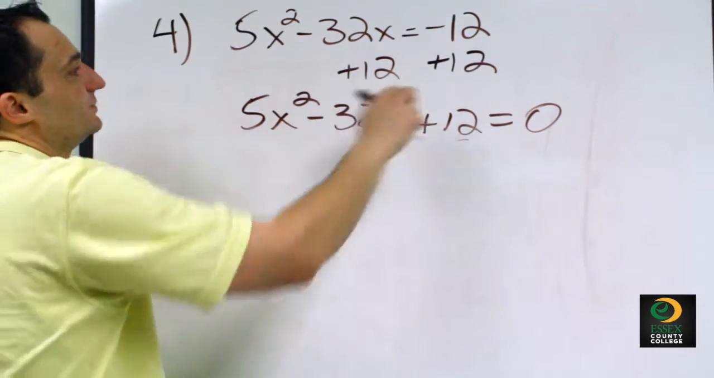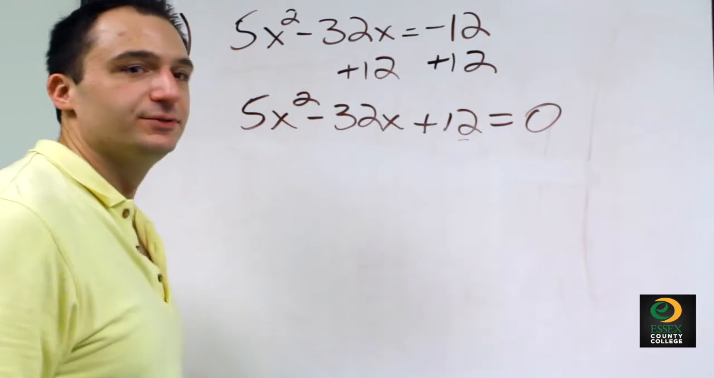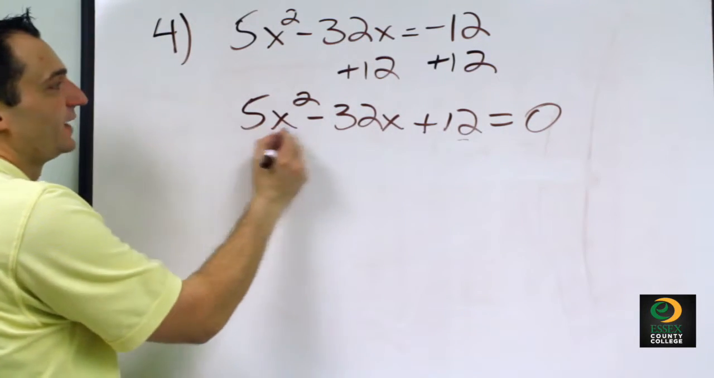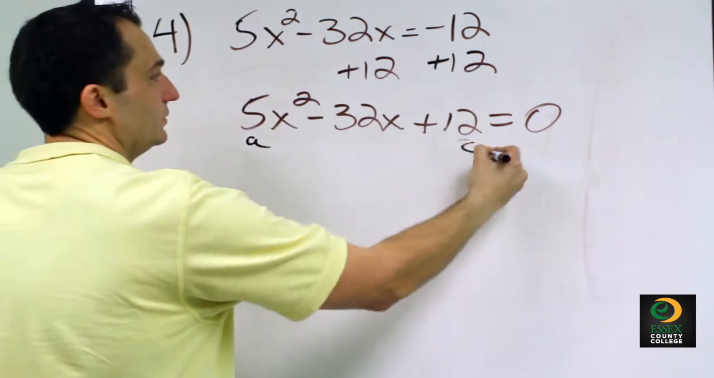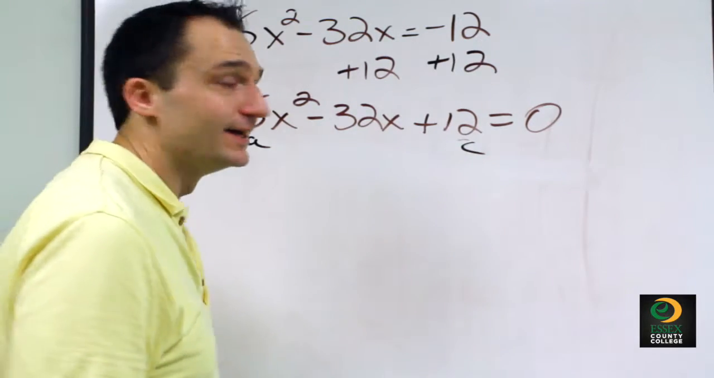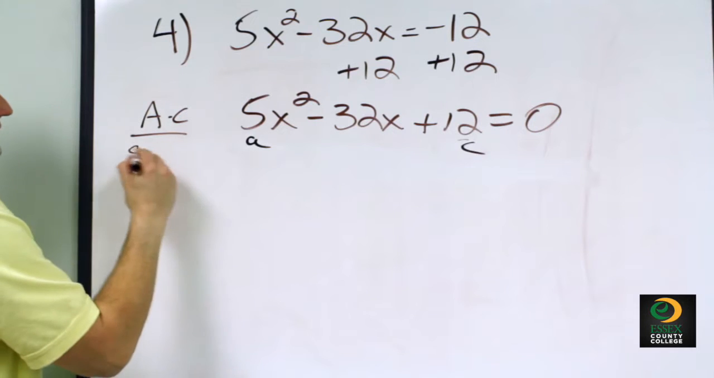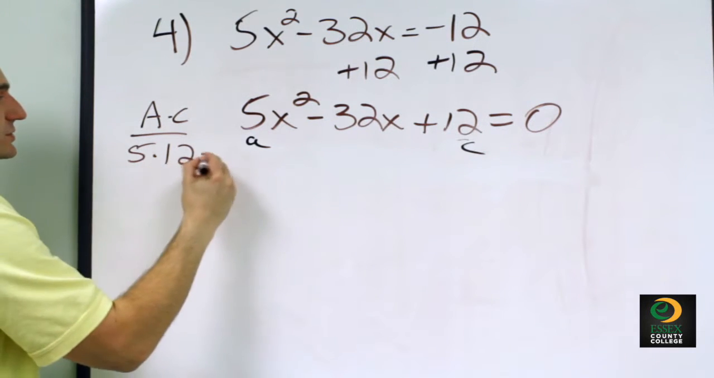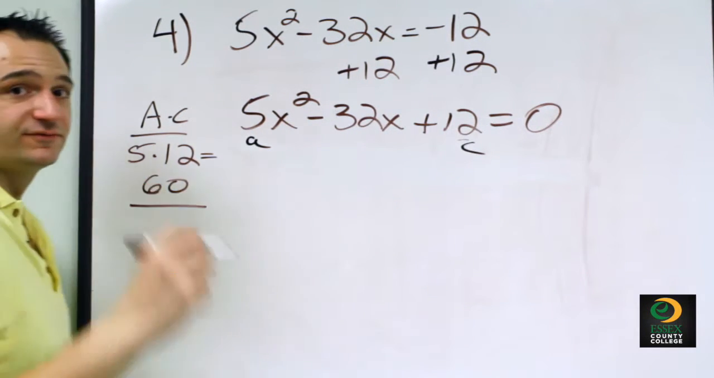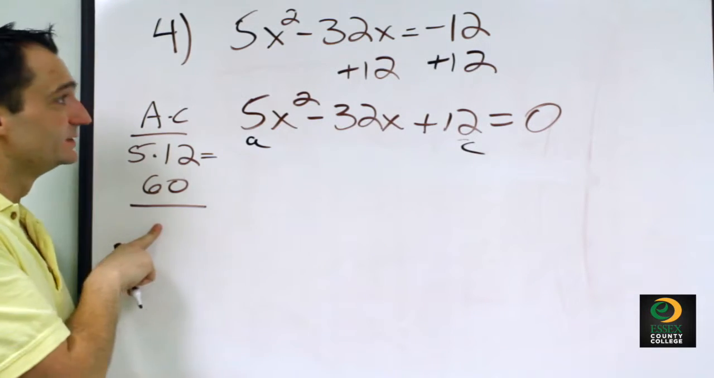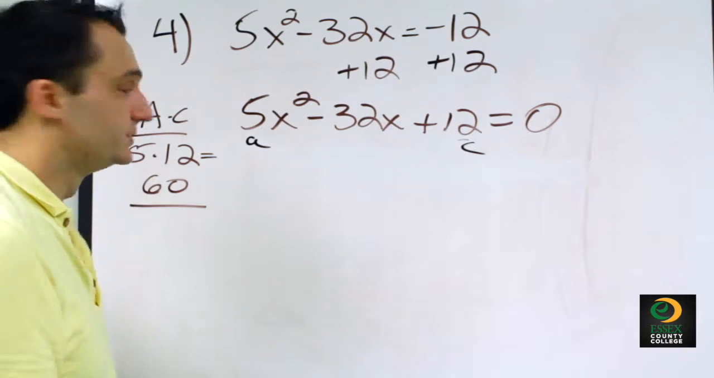Alright, so when we add 12 to both sides, this is our new equation. We're going to use the AC method since there's a 5 in front of the x squared, where 5 and 12 are the A and C. So A times C would give us 5 times 12, which is equal to 60. So we're looking for all the factors of 60 that add or subtract to 32.